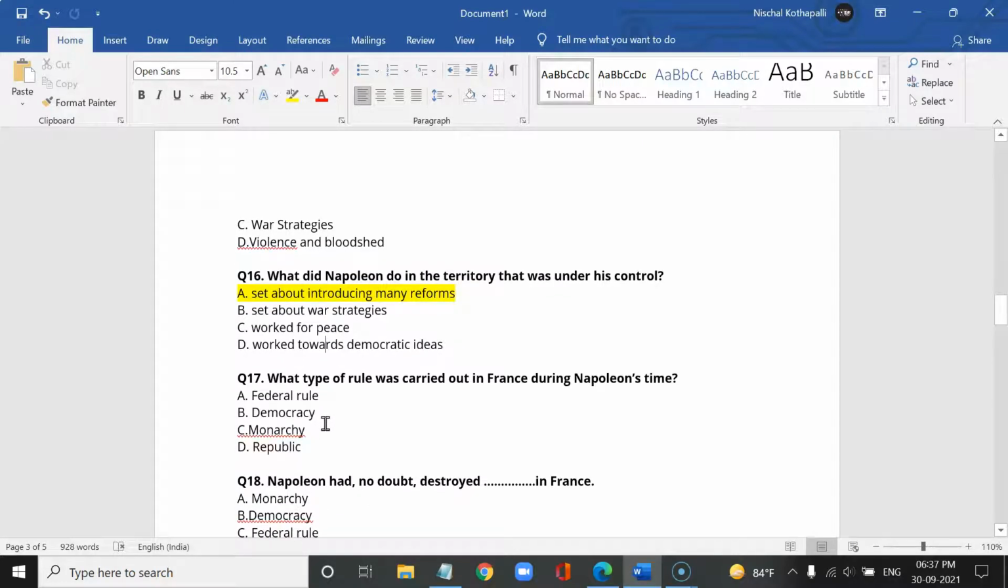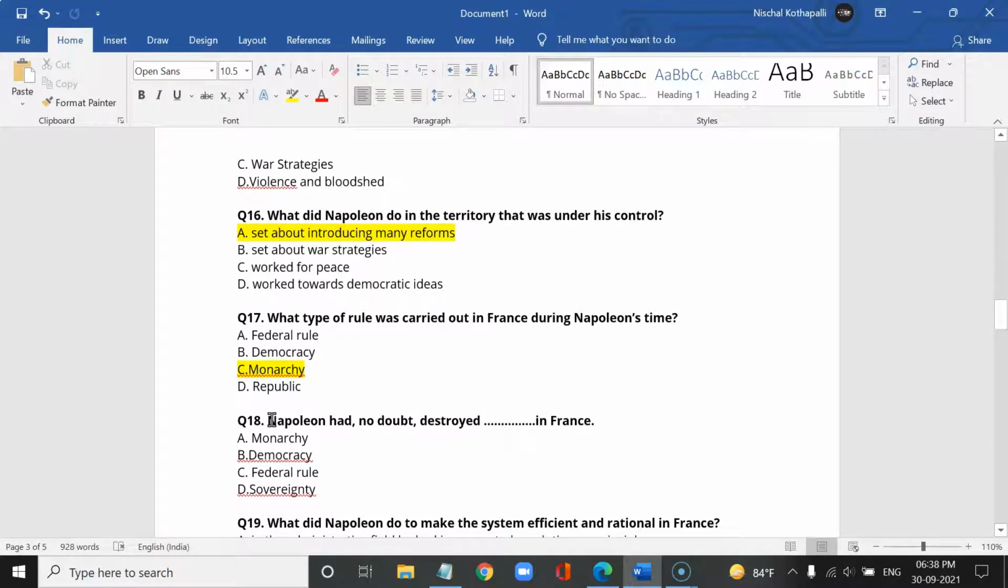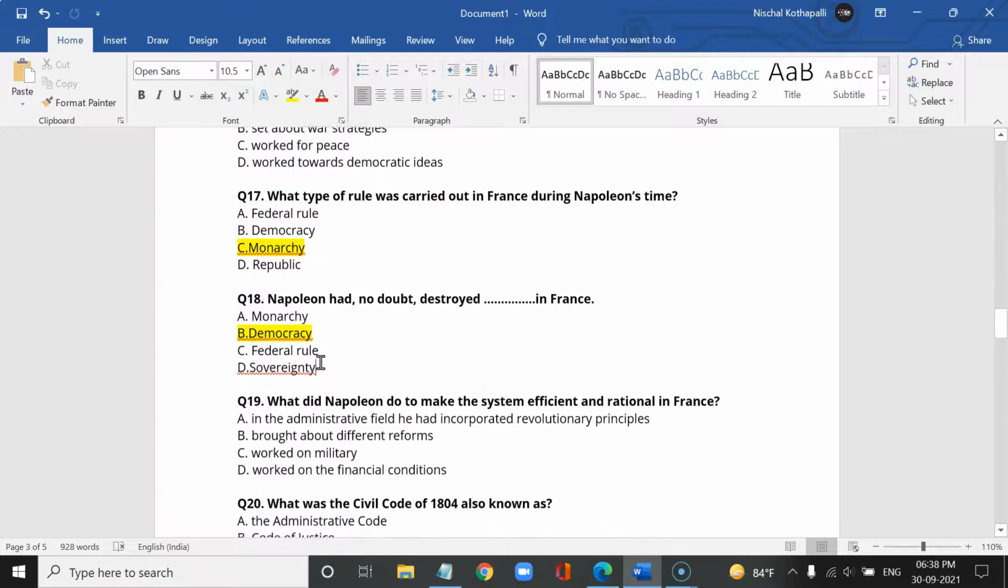What type of rule was carried out in France during Napoleon's time? So exactly, in the textbook it said, Napoleon's entrance meant no doubt a return to monarchy, destruction of democracy. And in this case, rather than King Louis XVI, the new monarch was Napoleon. Again, the exact sentence, Napoleon had no doubt destroyed democracy in France. These questions are practically the same and they're just worded differently.